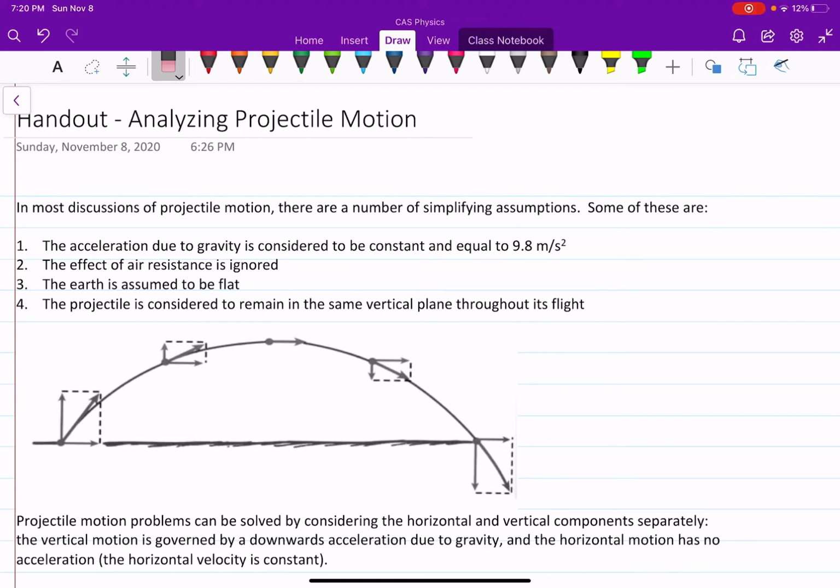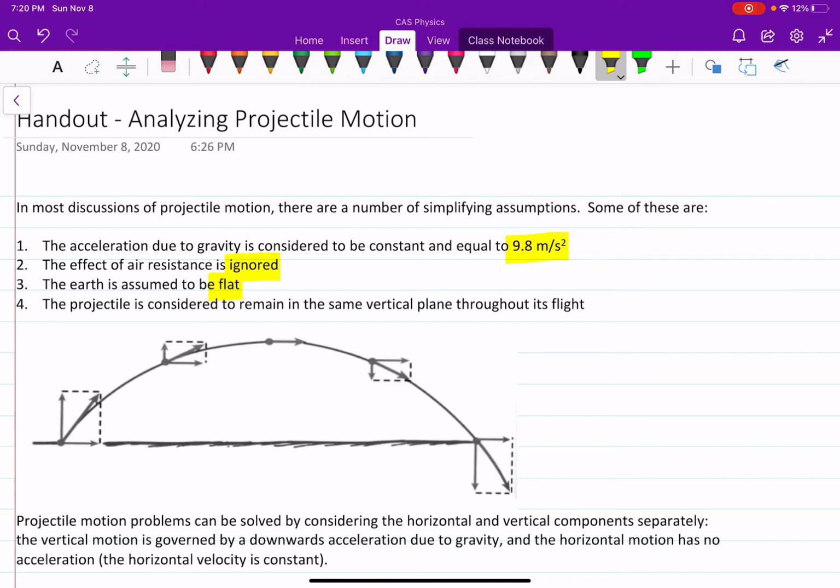All right, so we're going to talk about projectile motion. And just to recap what we talked about in class, there are four assumptions we're going to make. And these four assumptions are: we're going to assume gravity is constant, it's down, equal to 9.8 in all areas of this projectile. We're going to ignore the effects of air resistance.